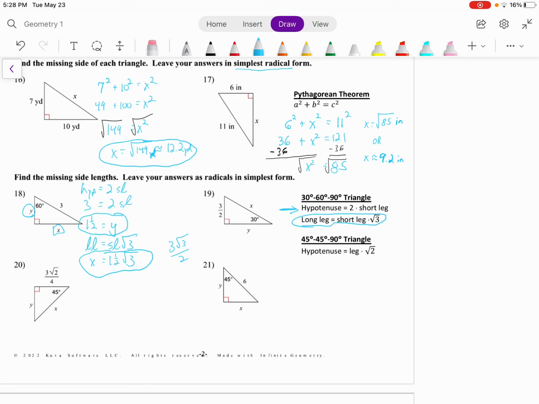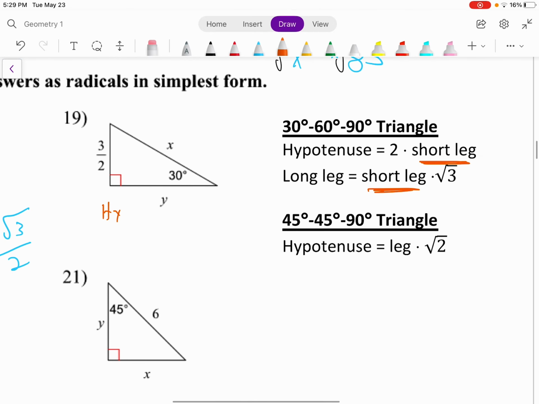All right, number 19, still a 30, 60, 90, and we know the short leg. So if we know the short leg, we actually can easily find both other things. So the hypotenuse, go ahead and zoom in so we can see this, because I'm going to be writing smaller. Hypotenuse equals 2 times the short leg. Well, the hypotenuse is x, the short leg is 3/2, and so therefore we know x equals 3.